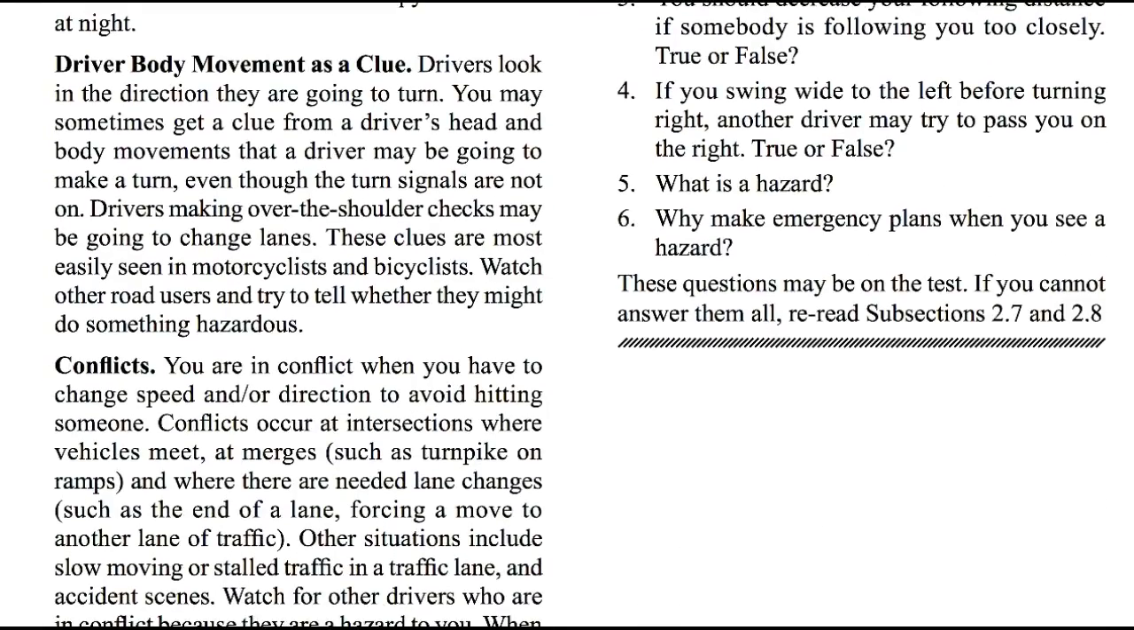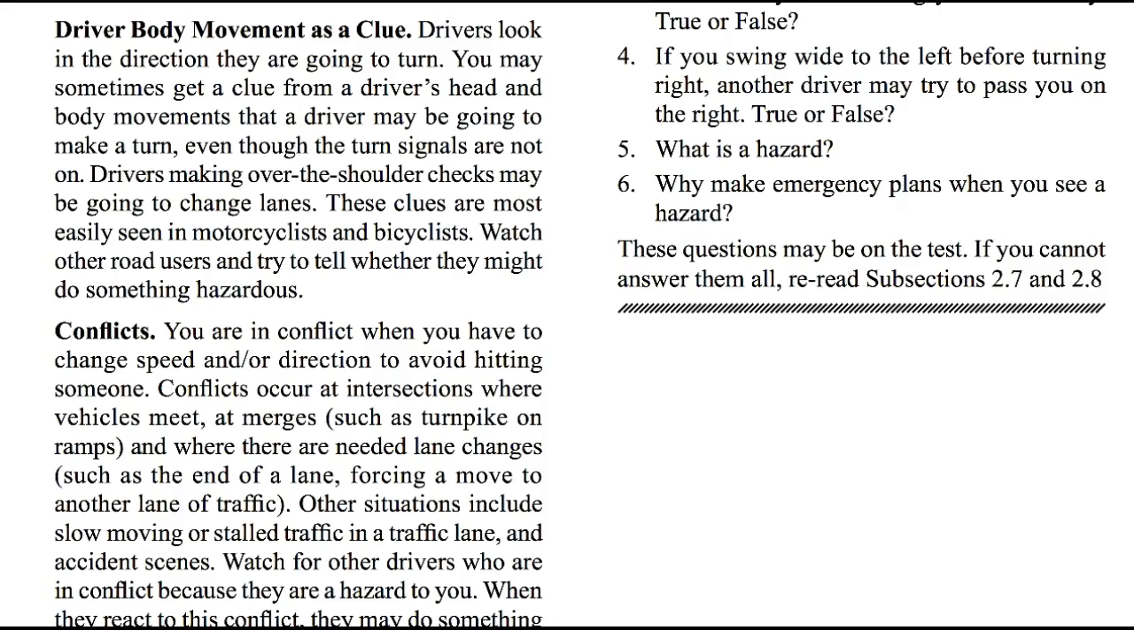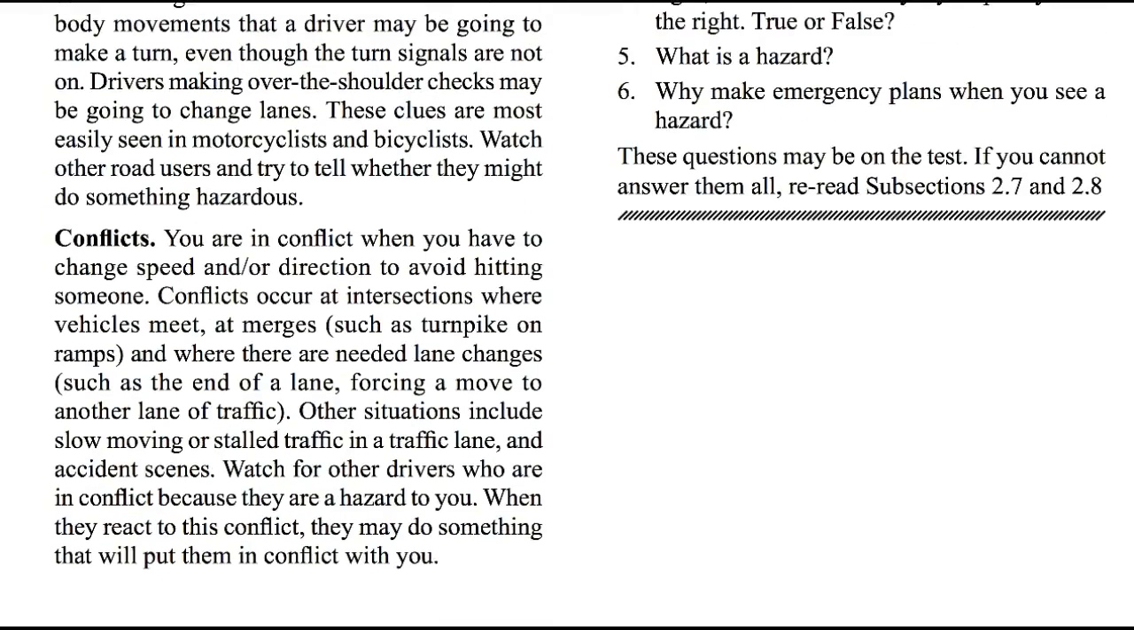Driver body movement as a clue. Drivers look in the direction they are going to turn. You may sometimes get a clue from a driver's head and body movements that a driver may be going to make a turn, even though the turn signals are not on. Drivers making over-the-shoulder checks may be going to change lanes. These clues are most easily seen in motorcyclists and bicyclists. Watch other road users and try to tell whether they might be some kind of hazard.